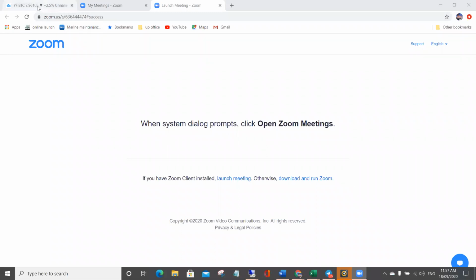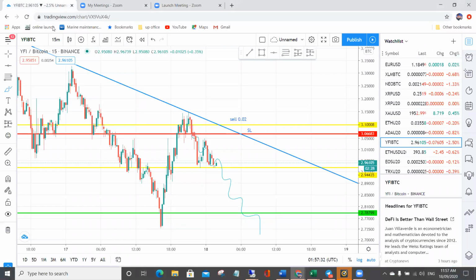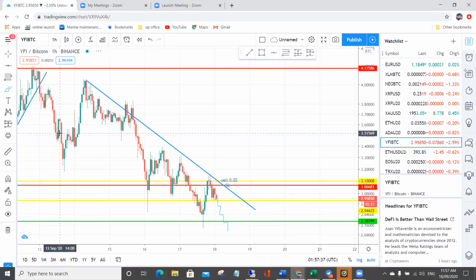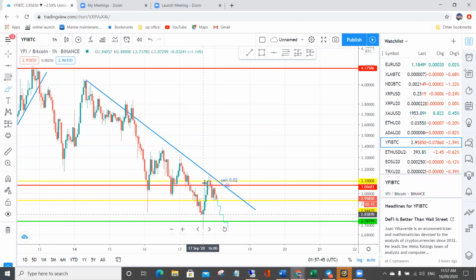Okay guys, bring up TradingView. Let's just change to 1 hour here. Okay, so here we can see that the market is in a downtrend. How I'm determining that is that we've got a high point here, but it's lower than this high. So that's a lower high, lower high, lower high, lower high.